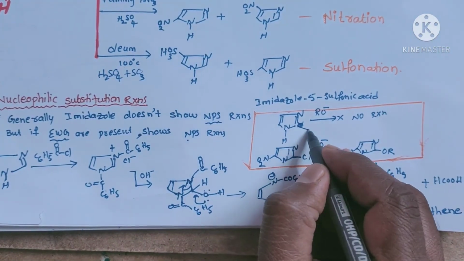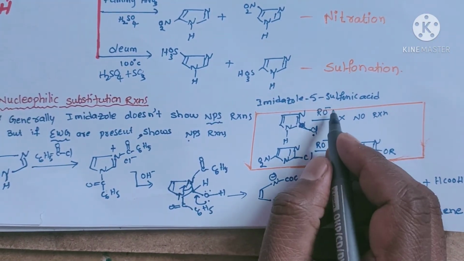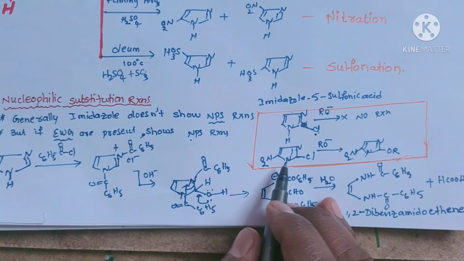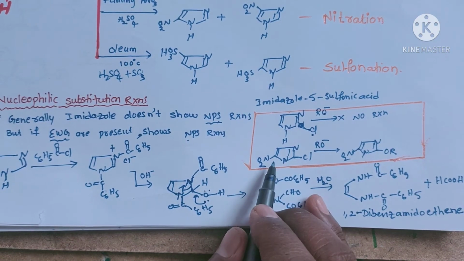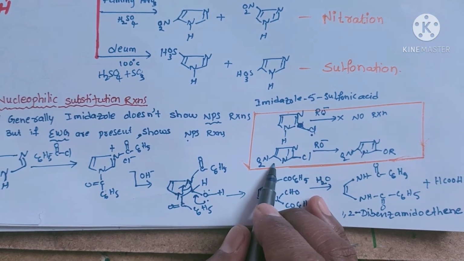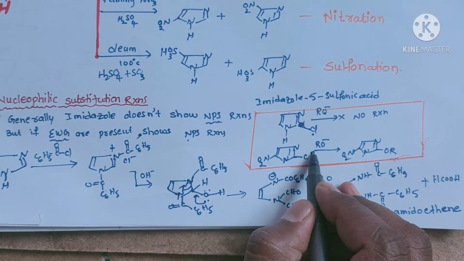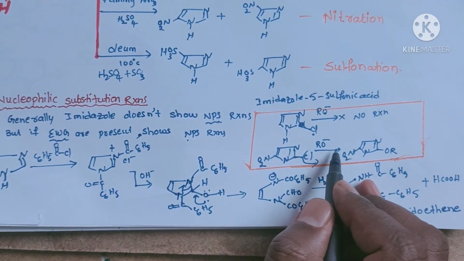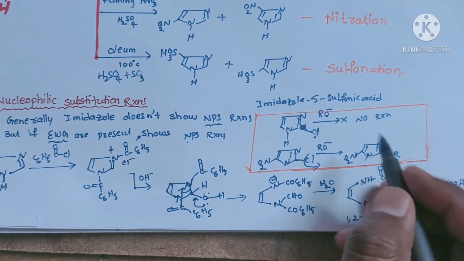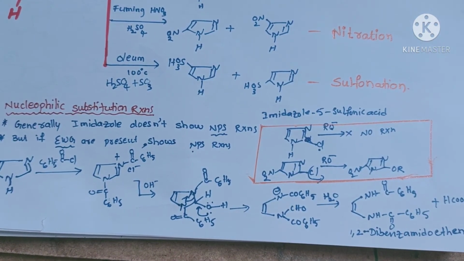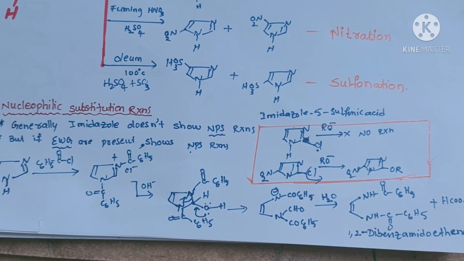Look, we can write chlorine here. This is one nucleophile and this is another nucleophile. So here the nucleophilic substitution reaction does not take place. But whenever one electron withdrawing group is present here, a nitro group is an electron withdrawing group, this chloride can be easily substituted with alkoxide ions. So imidazole shows nucleophilic substitution reactions whenever electron withdrawing groups are present in it.